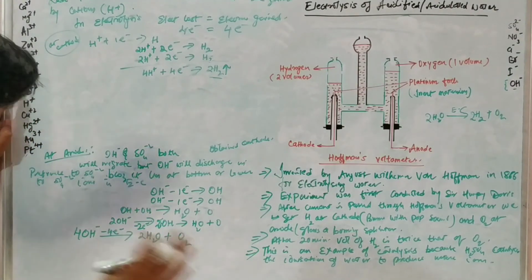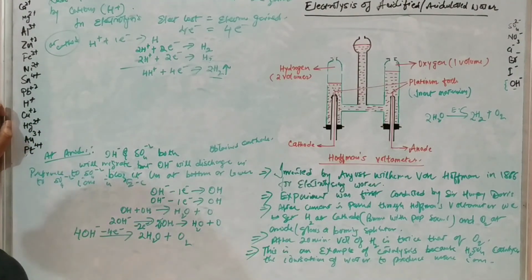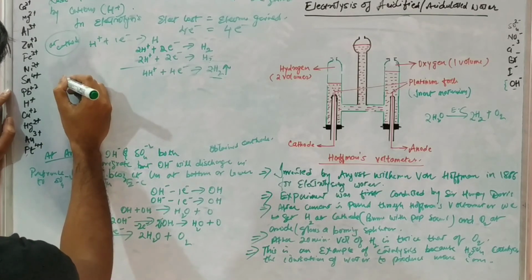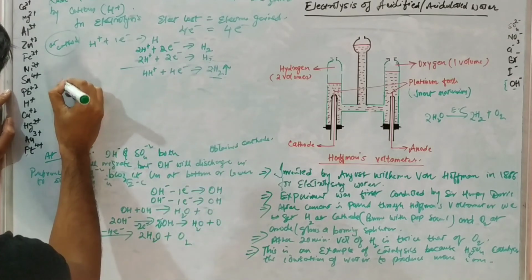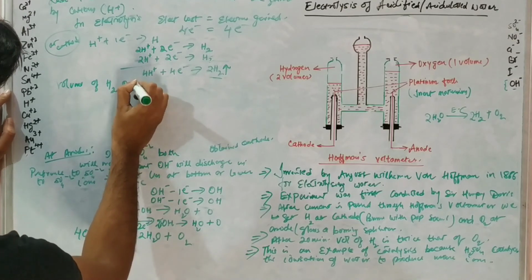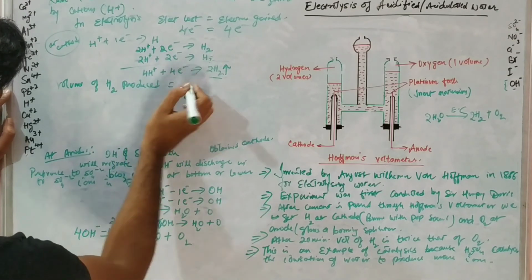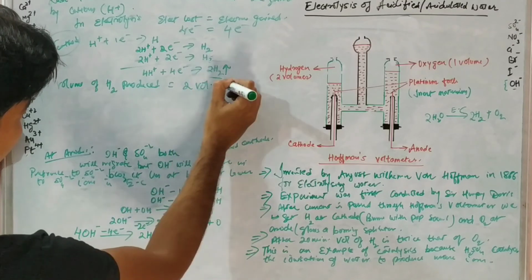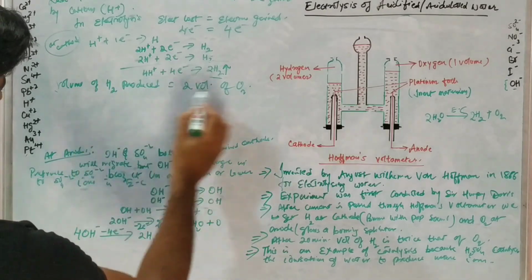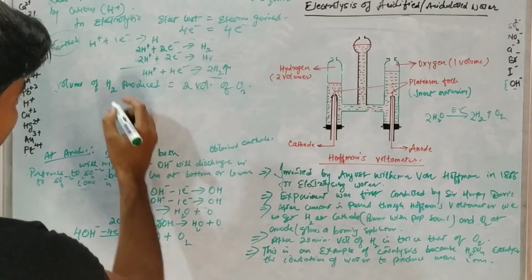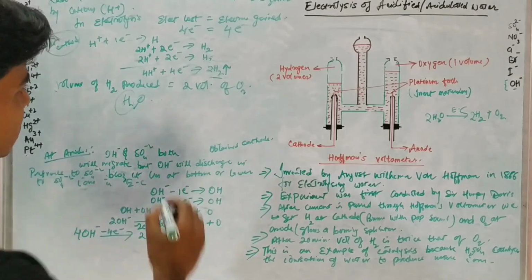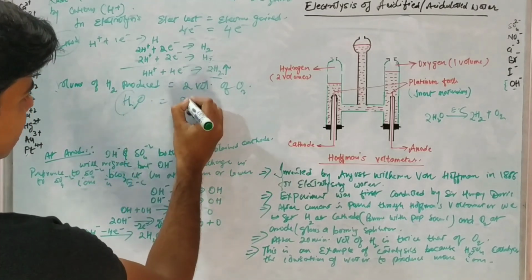So this is it. That is why, due to these reactions, the volume of hydrogen produced is equal to twice the volume of oxygen gas, right? So this is proved. And this also proves that water consists of hydrogen and oxygen in the ratio 2:1.